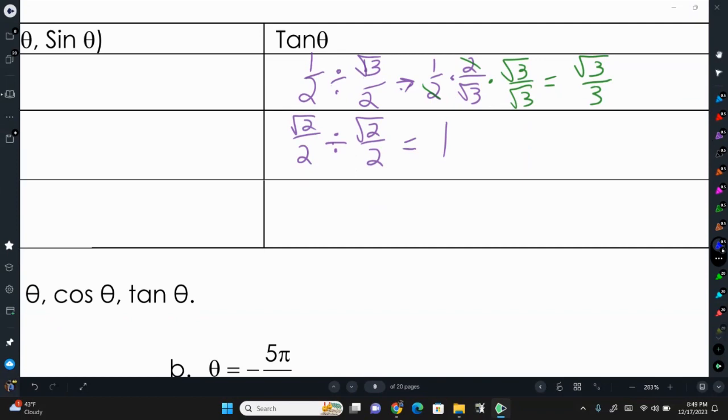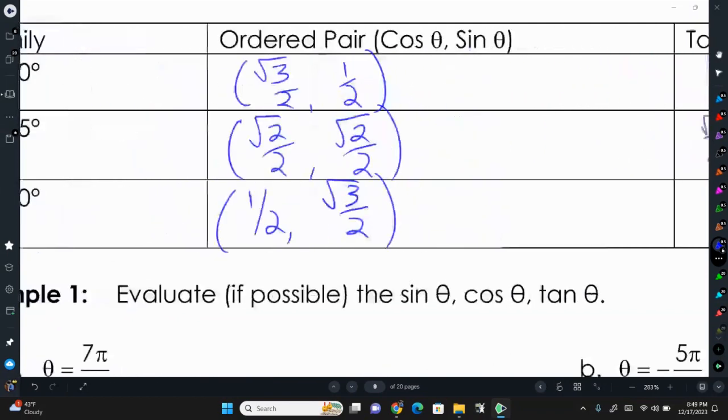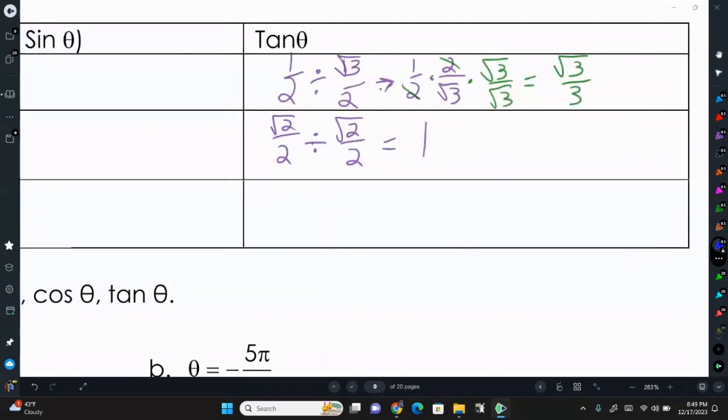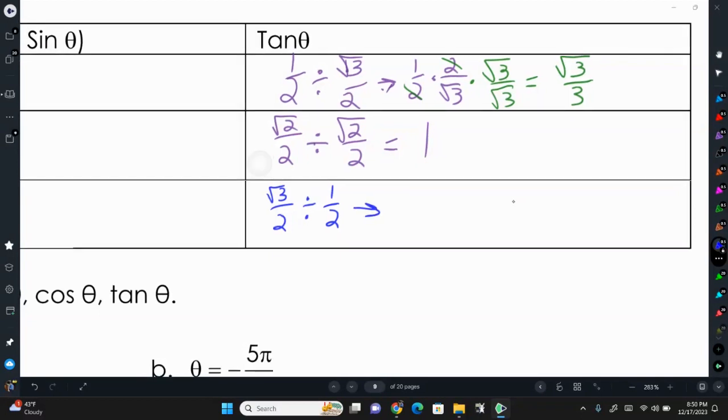Now for the pi over 3, it is going to be the square root of 3 over 2 divided by 1/2. And this is much easier because we won't have to rationalize the denominator. The 2's cancel, and we're just left with the square root of 3.